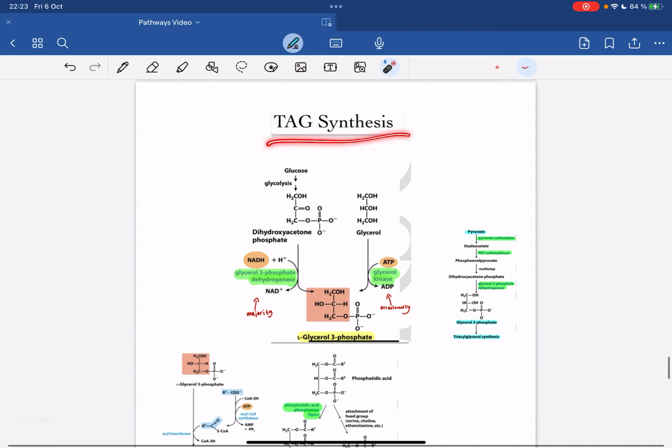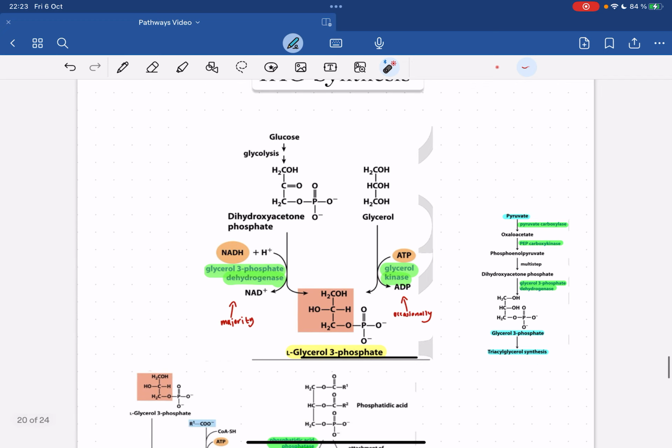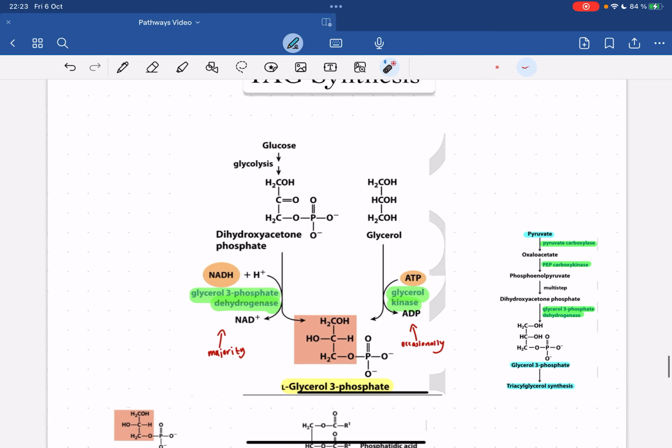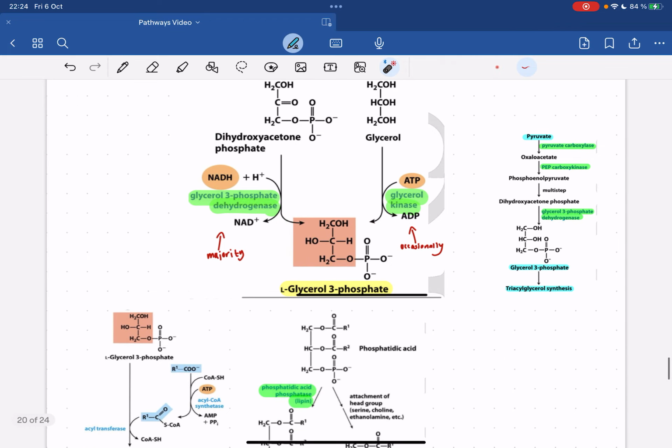Next up is the tag synthesis. And for the tag synthesis, we need to create one thing, and that is glycerol 3-phosphate. And the glycerol 3-phosphate can be created in one of two ways, either with the use of glycerol and 1 ATP by glycerol kinase, or with the use of the glycolysis, where we're creating this DHAP molecule or dihydroxyacetone phosphate, and using NADH plus H and glycerol 3-phosphate dehydrogenase in order to create this glycerol 3-phosphate.